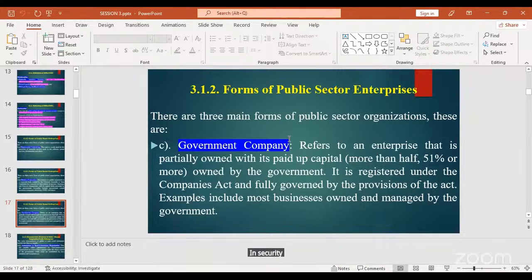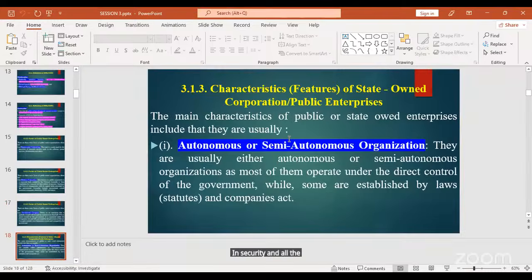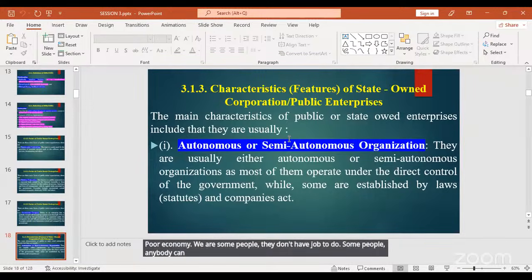Insecurity and all the banditry we see now, largely is as a result of what? Poor economy. We have some people who don't have a job to do. Anybody can easily hire them to go and cause mayhem and give them some token for that. And you see them, they go and disrupt.